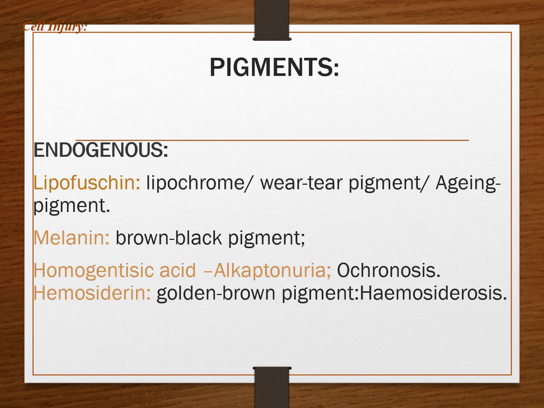Coming to endogenous pigments: lipofuscin, lipochrome or wear and tear pigment or aging pigment. Melanin, it is a brown black pigment. Homogentisic acid defect will cause passage of black colored urine called alkaptonuria, and the process is called ochronosis. Hemosiderin pigment will be golden brown color, and deposition of hemosiderin pigment will cause hemosiderosis.